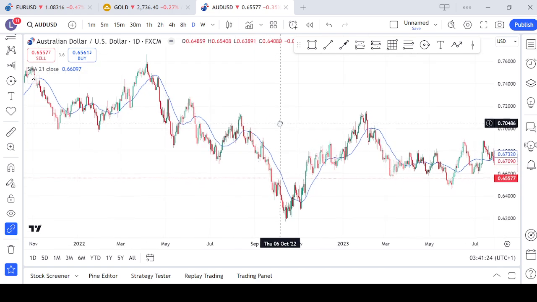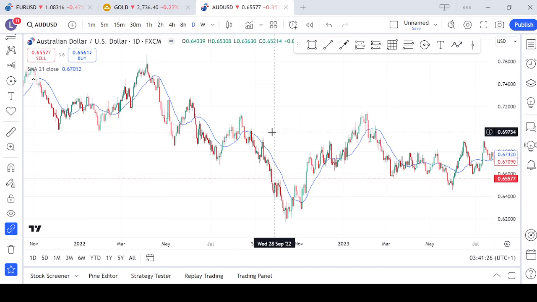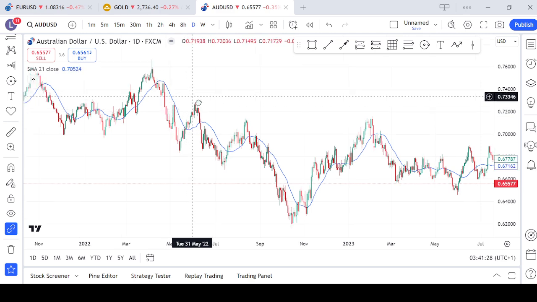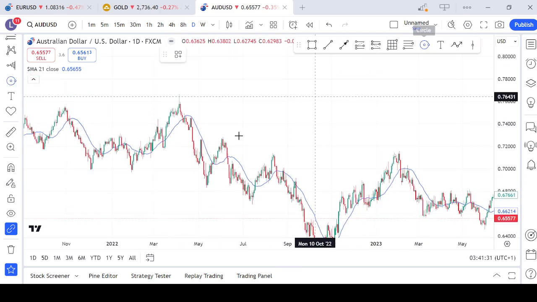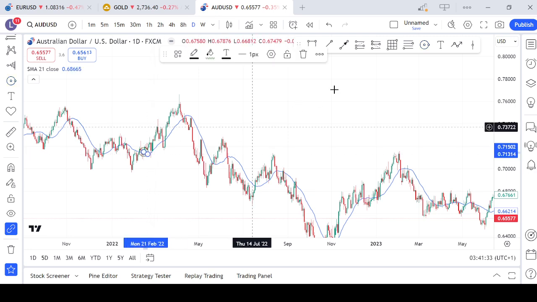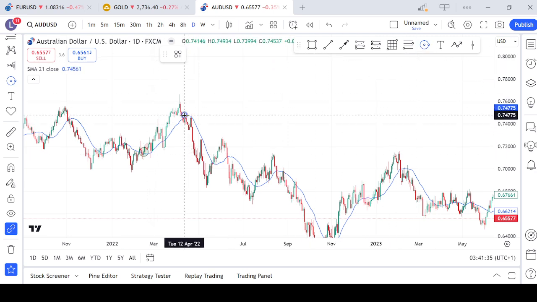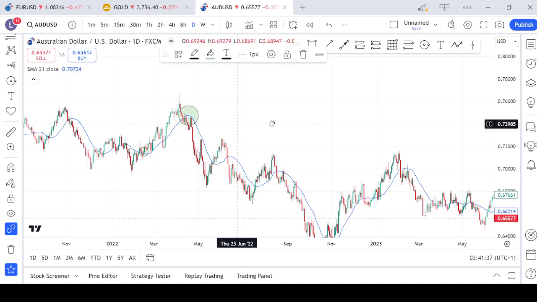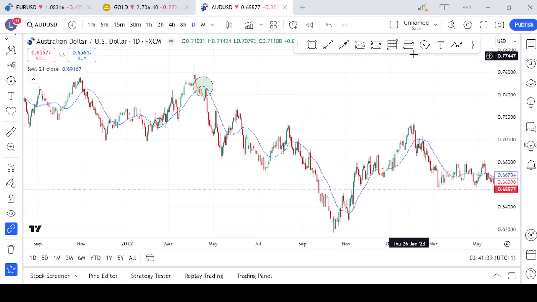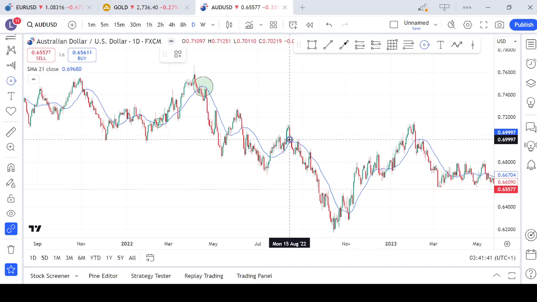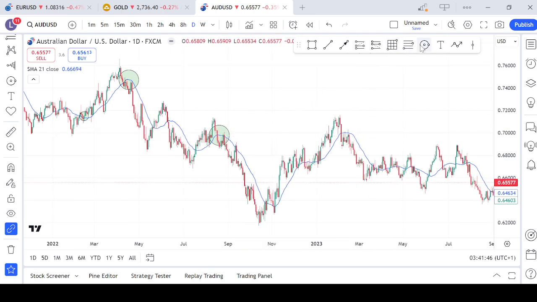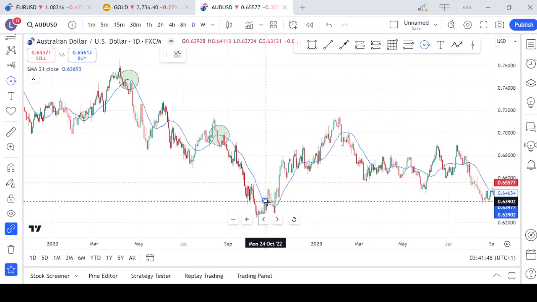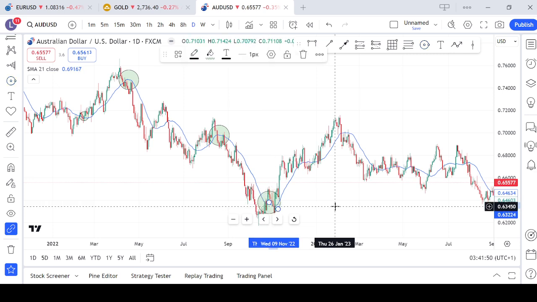Exactly. Now, like I said, when price is above the SMA, it means we are in an uptrend, and when price is below the SMA, we are in a downtrend. You can see this price going below the SMA, and you can see here price going above the SMA.